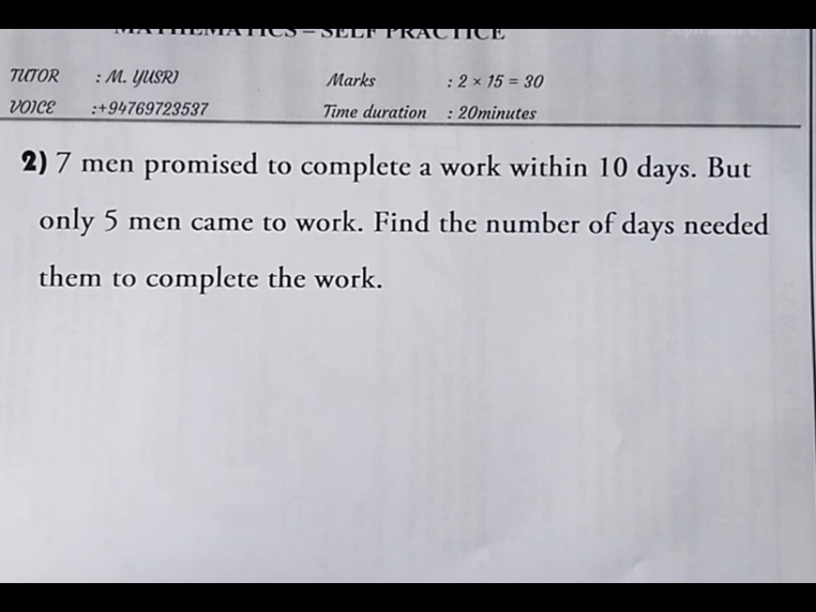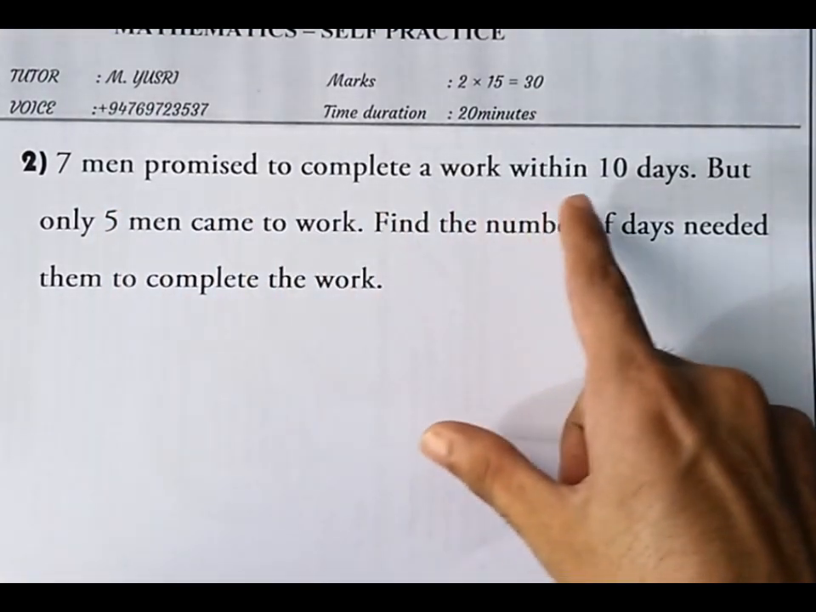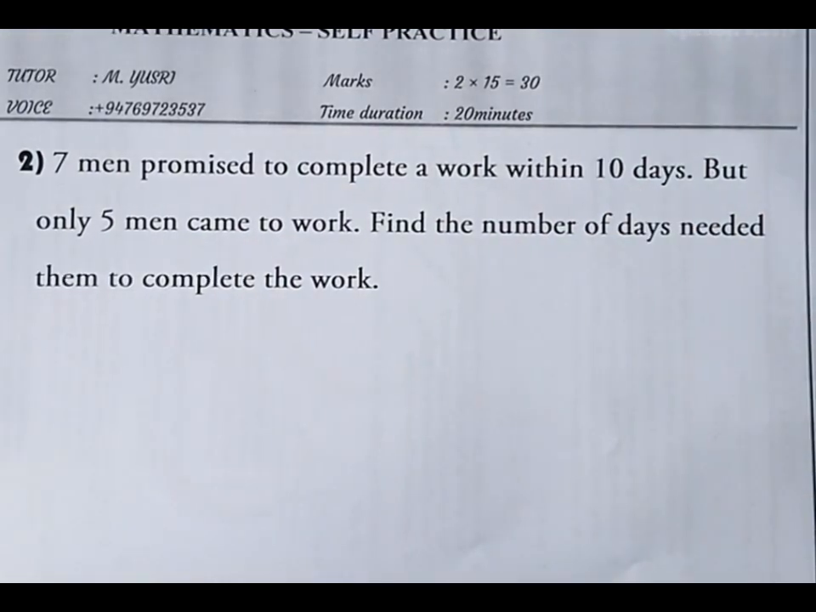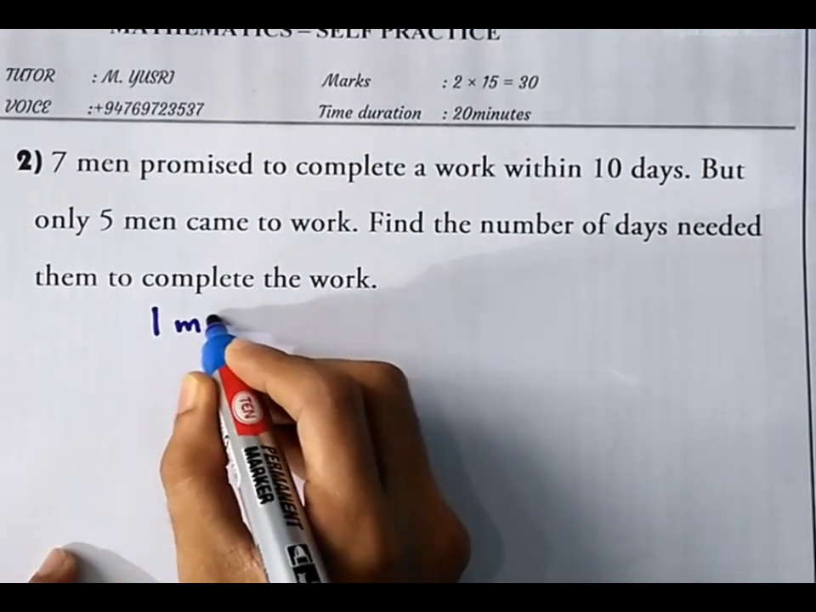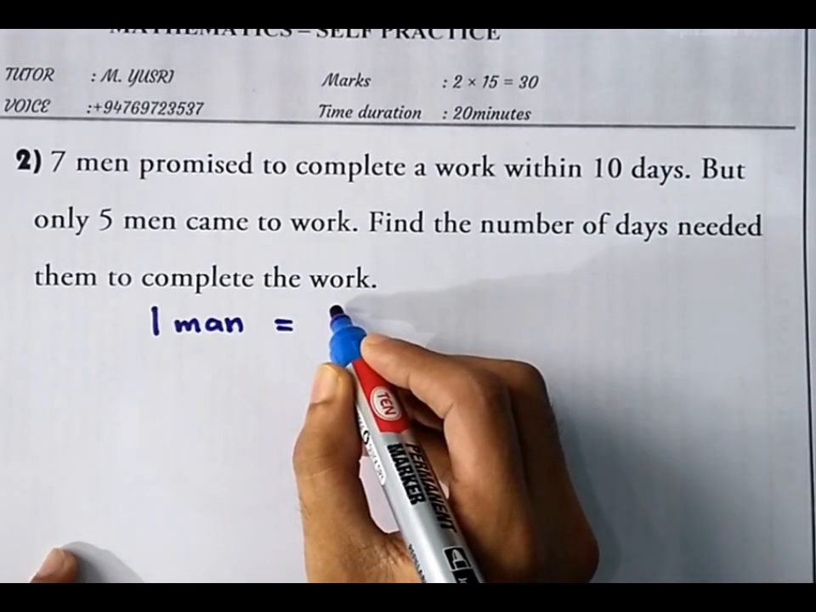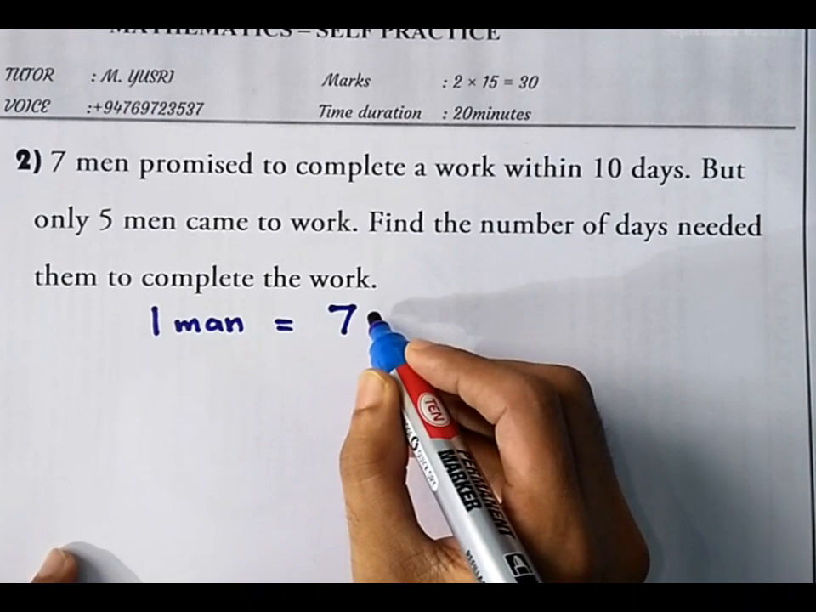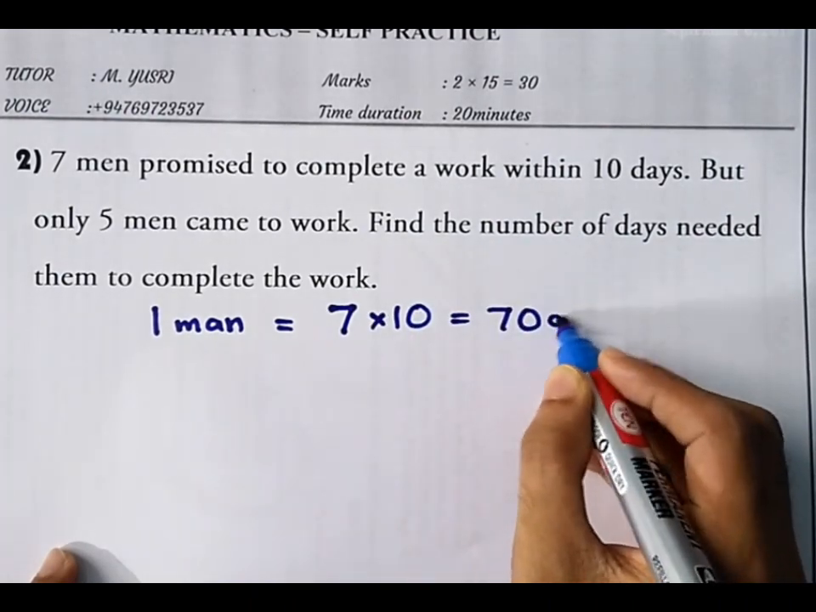So how to find out that? This one is related to inverse proportion, and here they are saying that 7 men promised to complete a work within 10 days. So for one man, how many days will it take? So how to find out that? For one man, that means the man days, just we have to multiply. For 7 men it takes 10 days, means for one man it will take about 70 days.